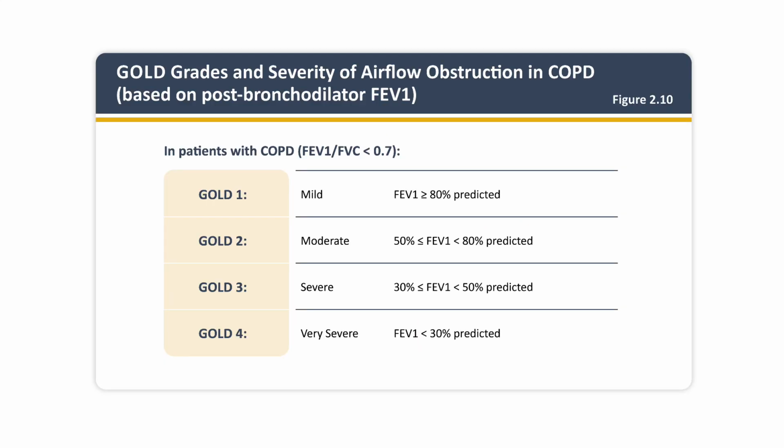So once you've confirmed that they have obstruction on spirometry, the GOLD guidelines recommend also grading how severe it is, and that's based on your FEV1. So you can have a normal FEV1, and that would be mild obstruction, all the way down to FEV1 less than 30% of predicted. That would be very severe obstruction.